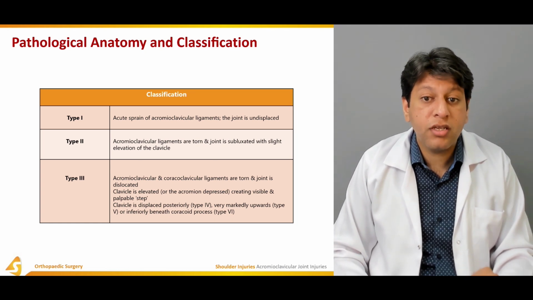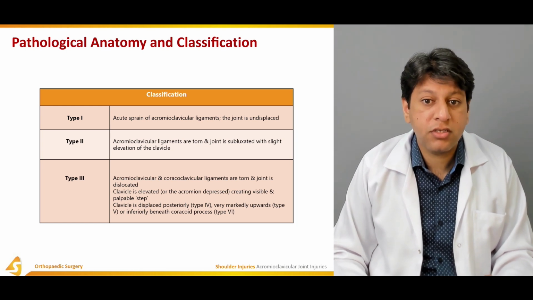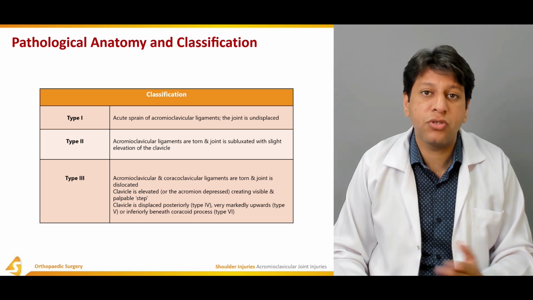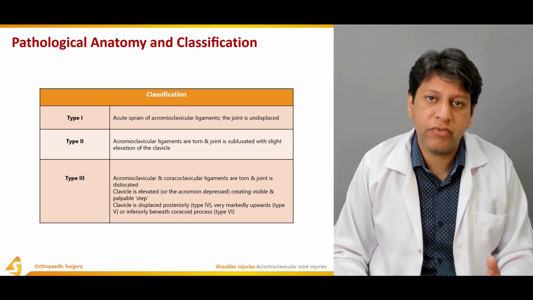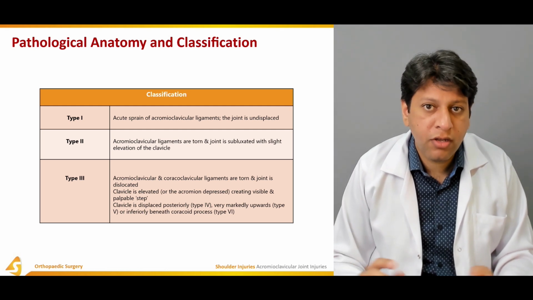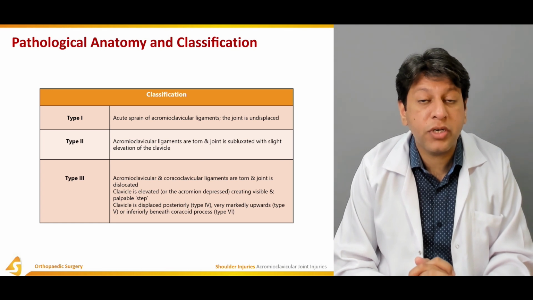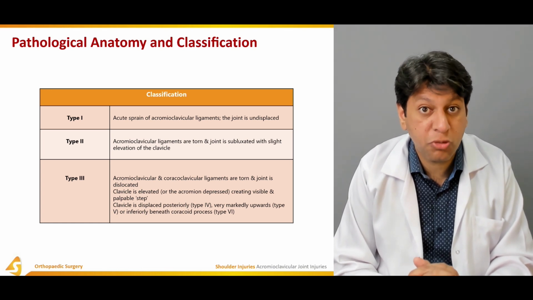In type 2, the acromioclavicular ligaments are torn and the joint is subluxed, with a slight elevation of the scapula, usually almost 25% elevation. In type 3, it could be from 25 to 100%. Why? Because the acromioclavicular and coracoclavicular ligaments are torn and the joint is actually dislocated or completely displaced.